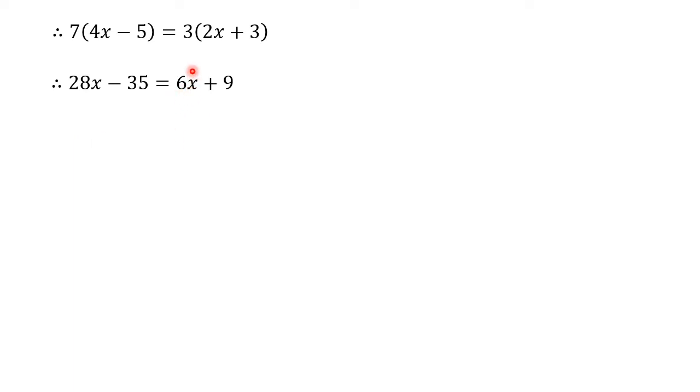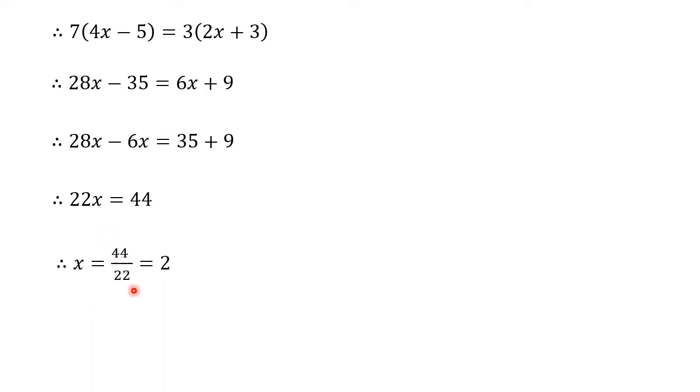Now take the like terms together on one side. So this 6x we can shift to LHS. It will become minus 6x. We will get 28x minus 6x here. And this minus 35 if we shift here, then we will get 35 plus 9. So 28 minus 6, we will get 22x here in LHS, and 35 plus 9 is 44. So x is equal to 44 divided by 22, that is 2. So we got the value of x as 2.